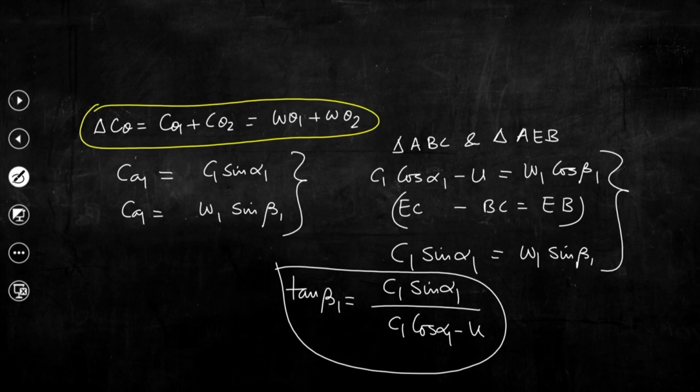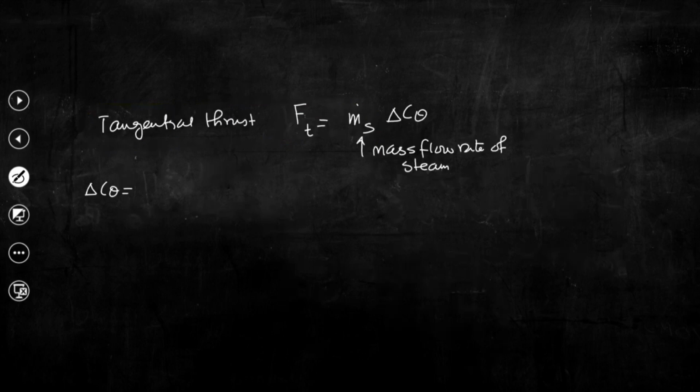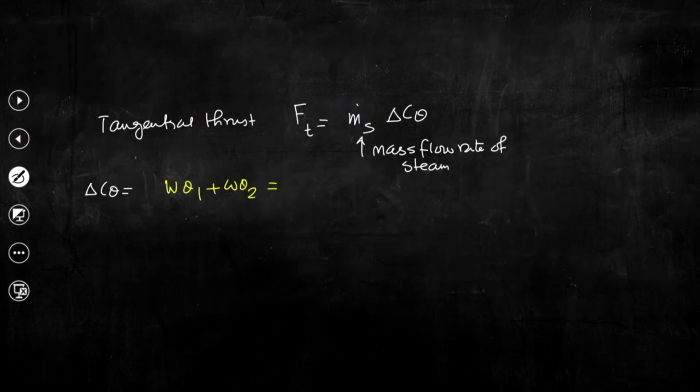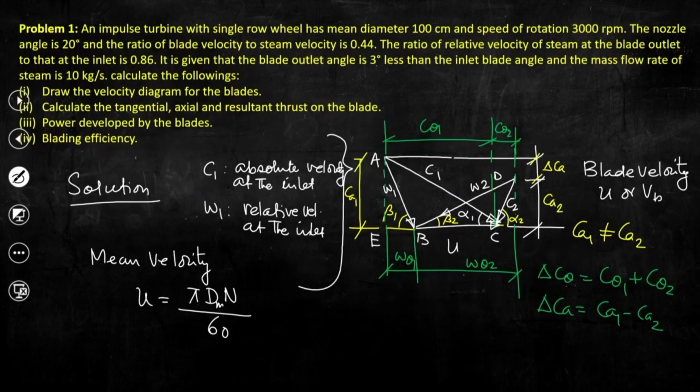Now, W theta 1 is equal to W1 cos beta 1, so W theta 1 plus W theta 2 equal to W1 cos beta 1 plus W2 cos beta 2, that we can see from the velocity triangles.